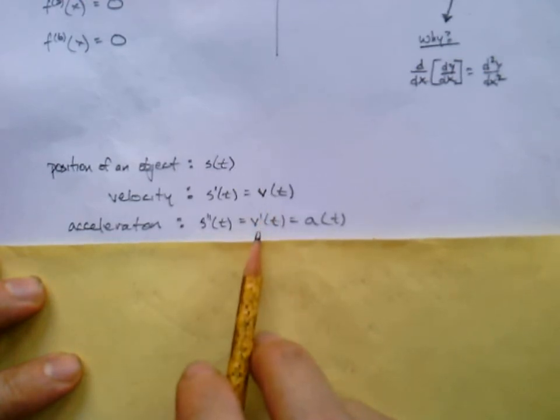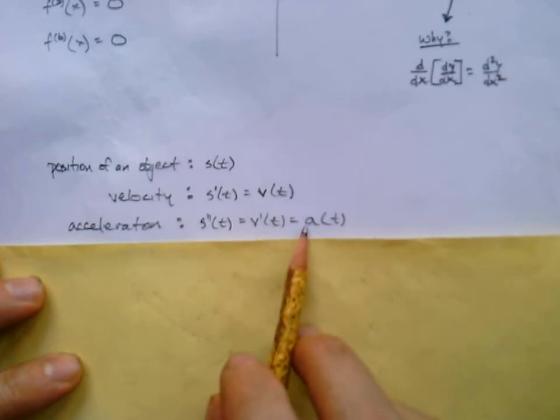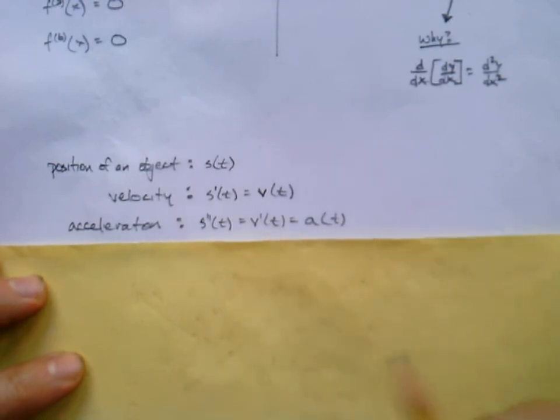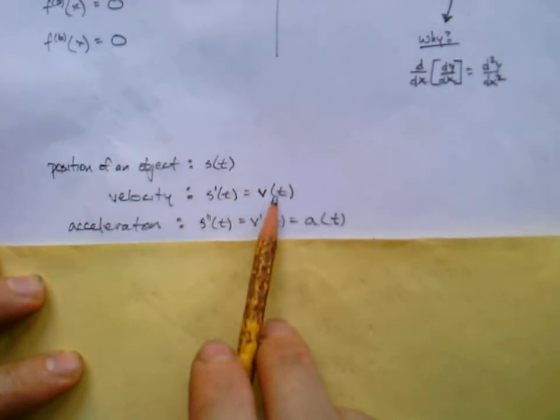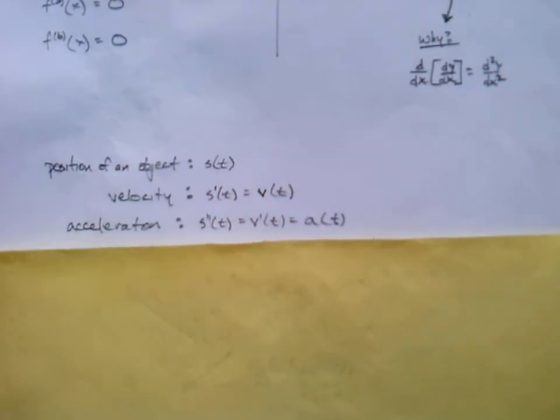That would be the derivative of velocity, v prime of t, but a lot of times we just call it a of t. And we know that's the original, then the derivative, and the second derivative. I'm going to go one more. I'm going to go to the third derivative here. What's the instantaneous rate of change of your acceleration?